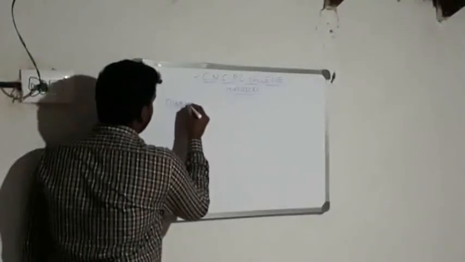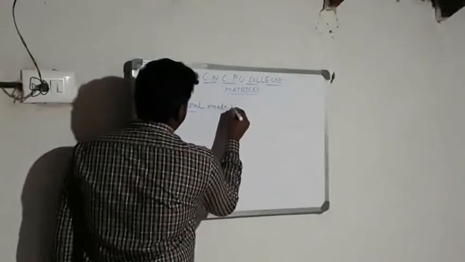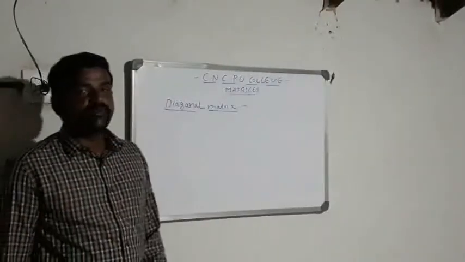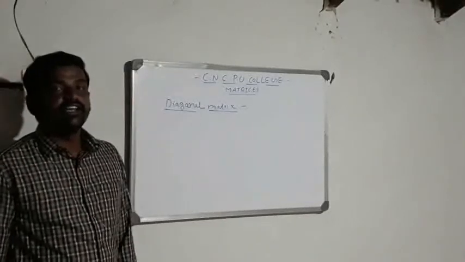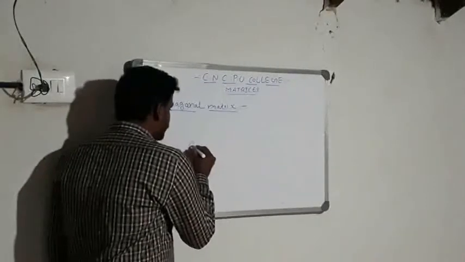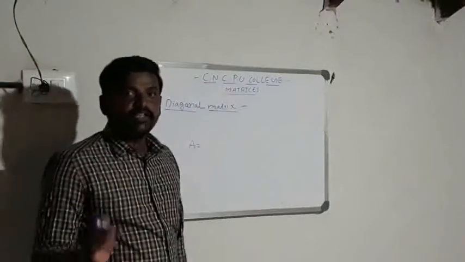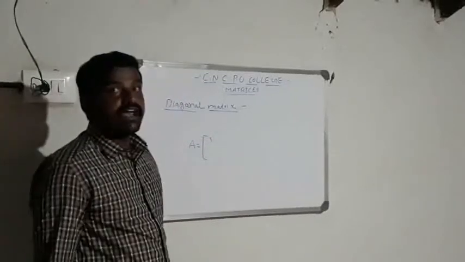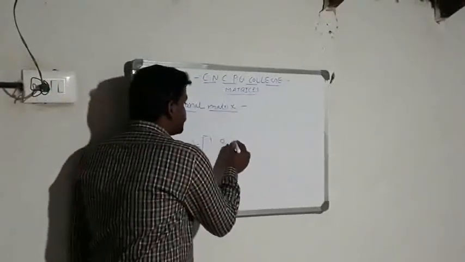Okay. Next type of matrix is diagonal matrix. A square matrix is said to be a diagonal matrix if non-diagonal elements are 0. Important: a diagonal matrix should be a square matrix. For example, we write a 3 cross 3 matrix. Now here, the elements other than the diagonal elements are 0.